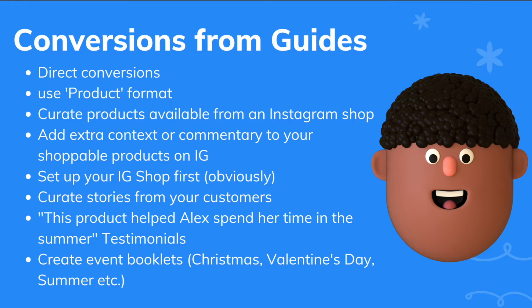So looking at how conversions work with guides, they can help give you direct conversions, especially if you use the product format. You can curate products available from an Instagram shop that you created, or from another Instagram shop, and you can add extra context or commentary to your shoppable products on Instagram. So obviously set up your Instagram shop first, add your products and everything, and then you can really curate them into collections. If you have them on your website in collections, most likely you can recreate that on Instagram.